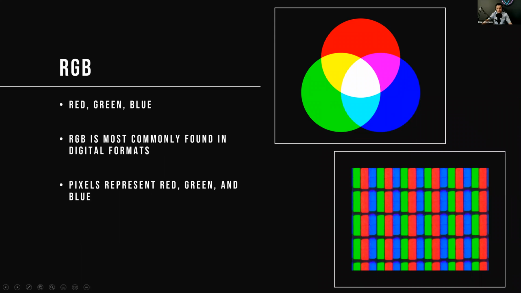Individual pixels represent red, green, and blue. An example of where you might actually see this in the real world is if you've ever gotten a water droplet on your phone. You see this red, green, and blue pattern on the screen underneath the water droplet, and that's because the water is magnifying those individual little pixels, and you can actually see the red, green, and blue pixels that make up the screen.